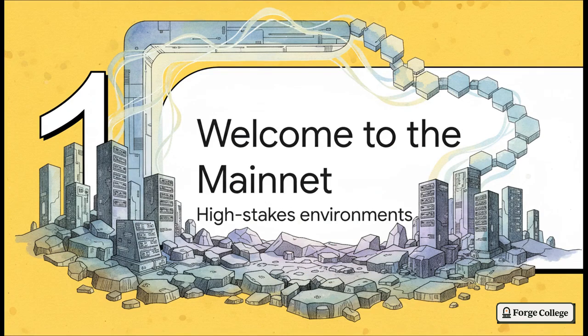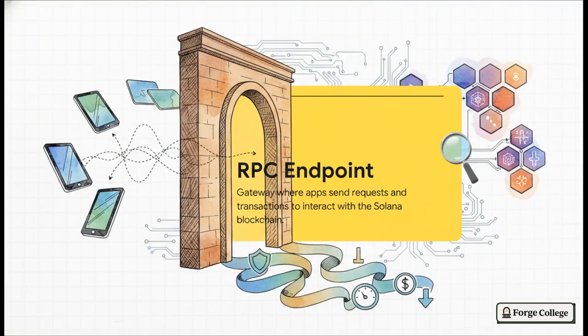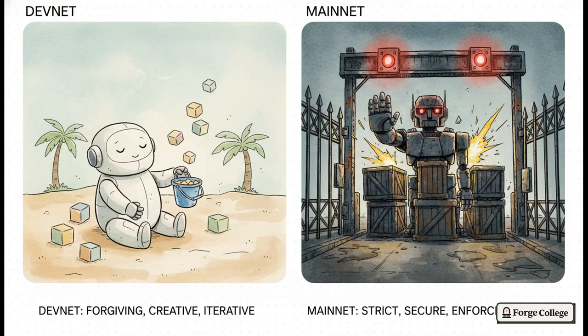Welcome to the mainnet, operating in a high-stakes environment. Right, so before we go off designing these complex routing strategies, we've got to understand our absolute foundational building block, the RPC endpoint. An RPC, or remote procedure call, is essentially the front door. It's the exact entry point where your application sends requests and transactions to talk to the Solana blockchain. And here's the thing. Choosing exactly where your app points those calls directly dictates your reliability, your speed, and ultimately your infrastructure bill.